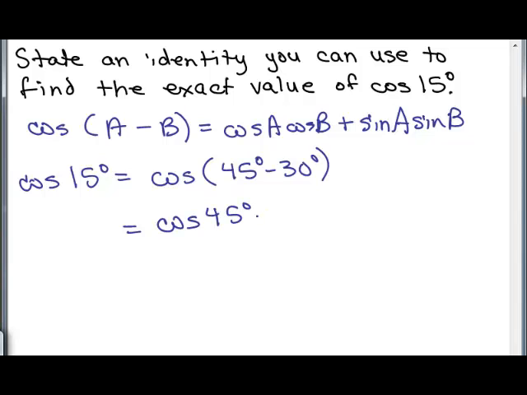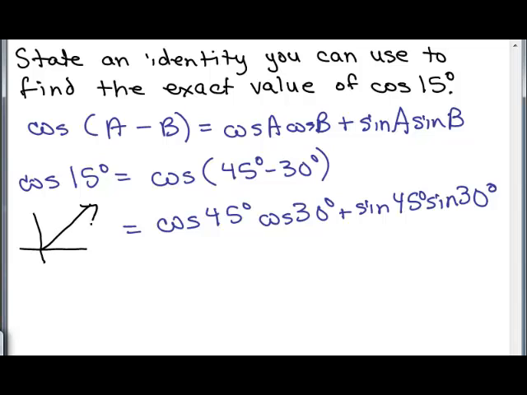We have cosine of 45 degrees, cosine of 30 degrees, plus sine of 45 degrees, sine of 30 degrees, and now you do need to know the cosine and the sine for both 30 and 45 degrees. I don't memorize that, I always draw a little picture. So for 45 degrees, I remember this little picture, 1, 1, square root of 2. And for 30 degrees, I draw this picture, which is square root of 3, 1, and 2, and I look at these to figure it out.